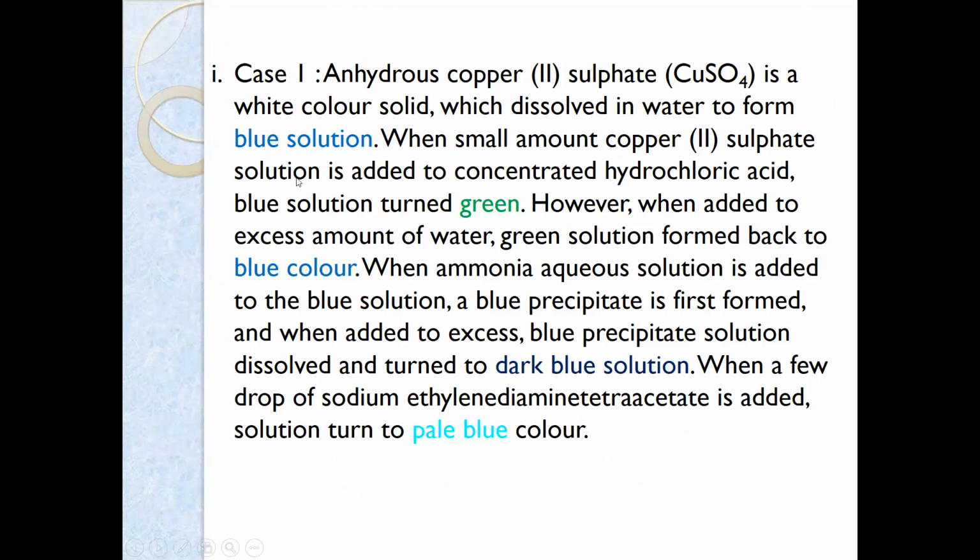Anhydrous copper(II) sulfate is a white solid. When dissolved in water, it turns to a blue solution. When a small amount of copper(II) sulfate is added to concentrated hydrochloric acid, it turns green. However, when this complex is added to excess water, the green solution turns back to blue. And when ammonia solution is added to the blue solution, a blue precipitate is first formed. When added in excess, the blue precipitate dissolves and turns to a dark blue solution. When a few drops of sodium ethylenediaminetetraacetate, which is EDTA, are added, the solution turns pale blue.